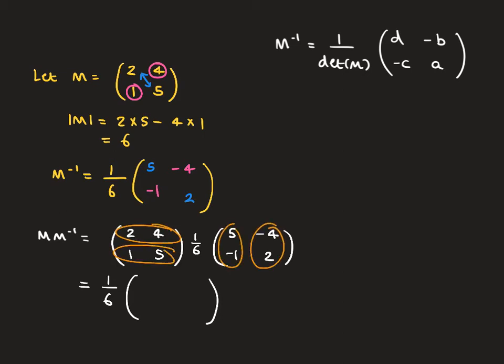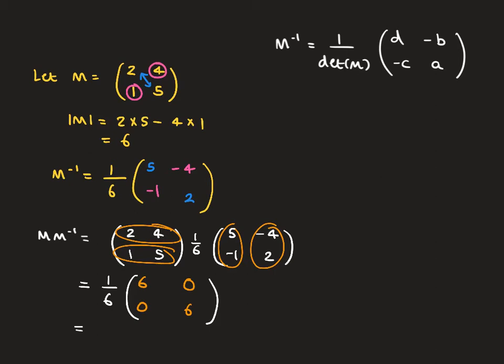So 2 times 5 is 10. Plus 4 times negative 1 gives me a 6, that's a good start. And then 2 times negative 4 is negative 8, plus 4 times 2, which is 8, gives me 0. 1 times 5 plus 5 times negative 1, 0 in the bottom left-hand corner. 1 times negative 4 plus 5 times 2 gives me a positive 6.